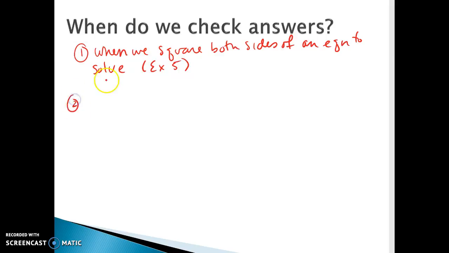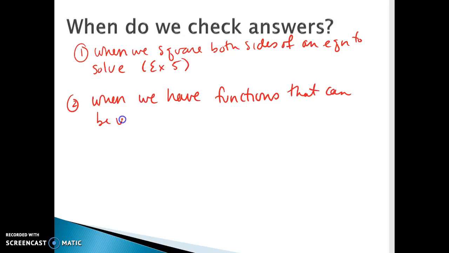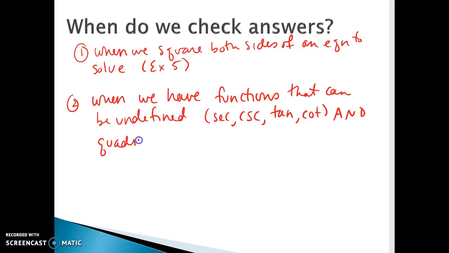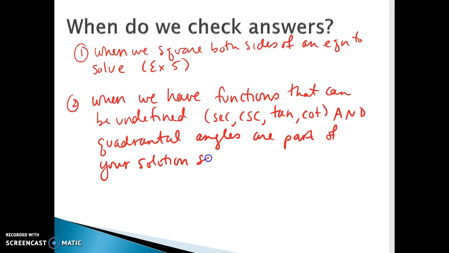The second time we have to check is when we have functions that can be undefined, and that would be your secant, cosecant, tangent, or cotangent, and quadrantal angles are part of your solution set. And just to refresh quadrantal angles, that's 0, pi halves, pi, 3 pi halves, etc.